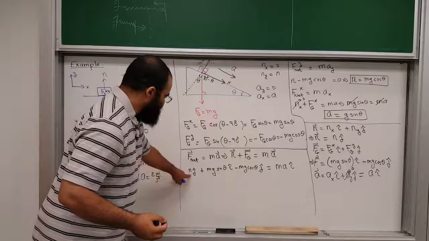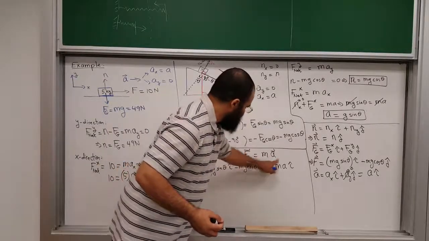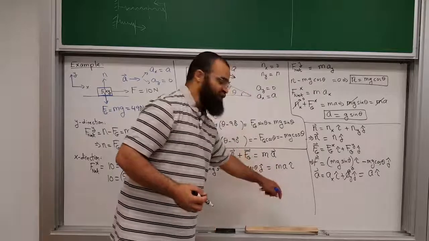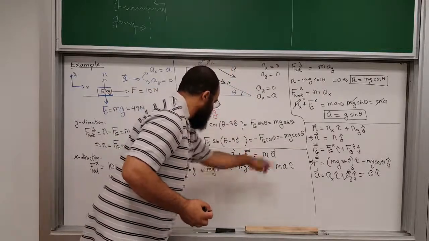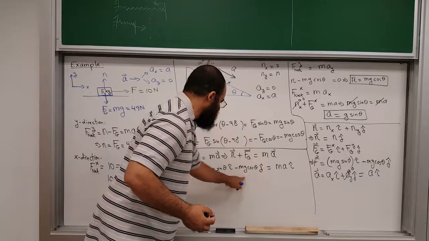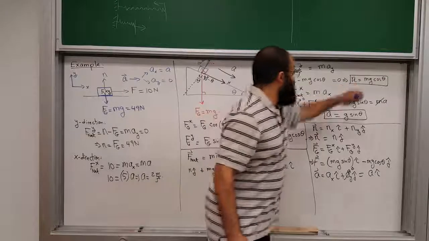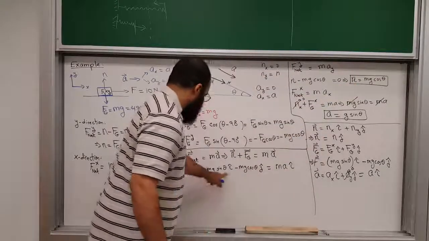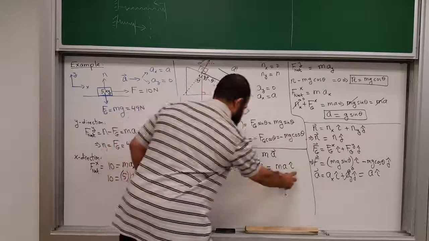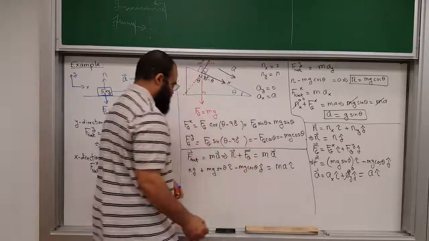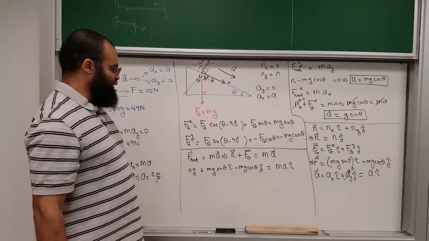So the normal force j hat minus mg cosine theta j hat, there is no j hat on the right side, so that means it's equal to 0. So it means that the normal force, if you take this to the other side, will equal mg cosine theta, which we got here. And then the i hat parts get equated to each other. The mass cancels, and you get g sine theta for the acceleration in the x direction.